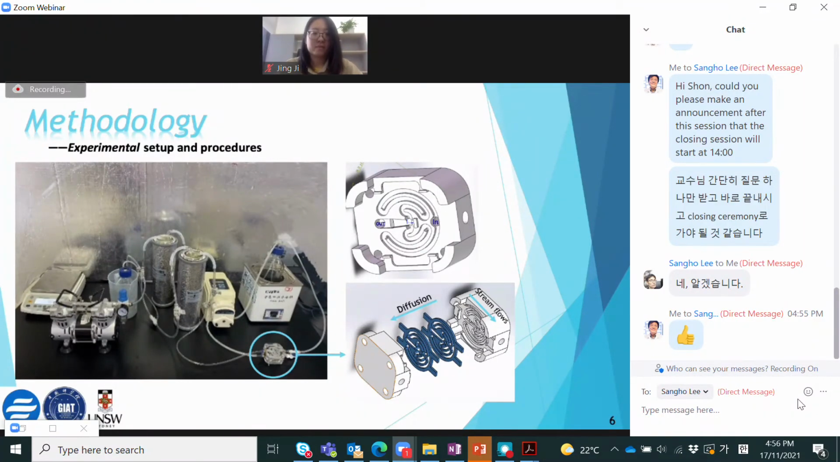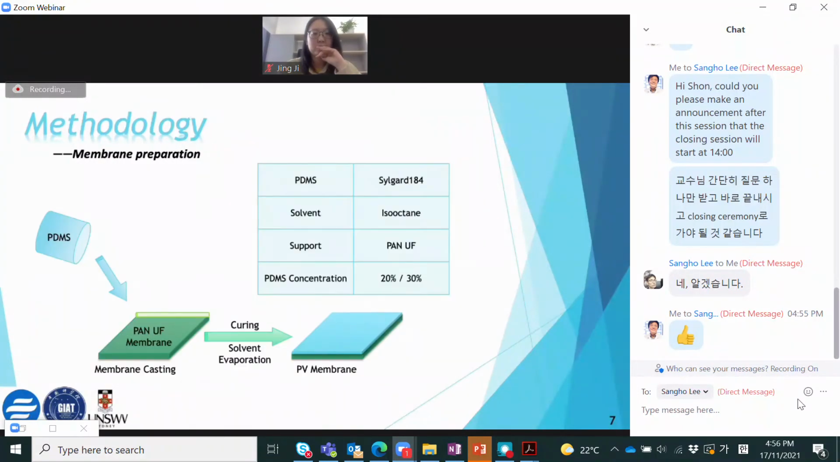The whole experimental cycle will last for 6 hours, and the permeate in the cold trap will be collected every 1.5 hours. The ethanol concentration in the feed, retentate, and the permeate will be determined using gas chromatography.